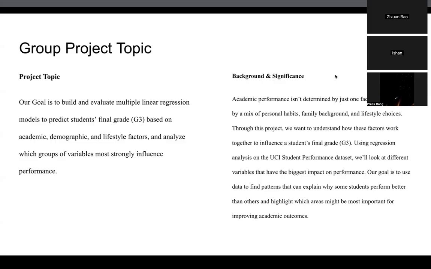And by using regression analysis on the UIC student performance dataset, we'll look at the different factors that have the biggest impact on performance. Our goal is to find patterns that can explain why some students perform better than others and highlight which areas might be the most important for improving academic outcomes. And we believe that it has strong practical meaning in our lives.